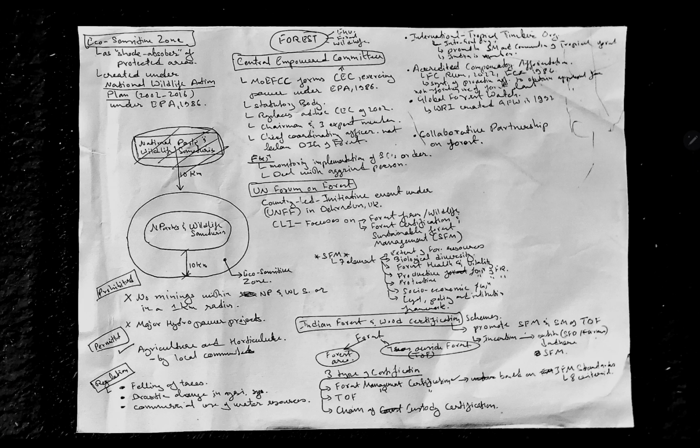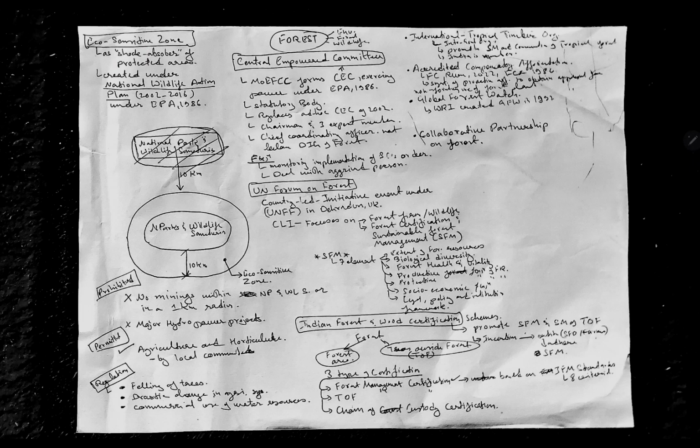And what does it permit in the eco-sensitive zone? It permits agriculture and horticulture by the local communities, so that community rights in the forest, for example tribal rights, are not curtailed negatively. Other things, like felling of trees, drastic change in the agricultural system, and commercial use of water resources, are regulated under the eco-sensitive zone. So this is about the eco-sensitive zone. I hope this is clear.